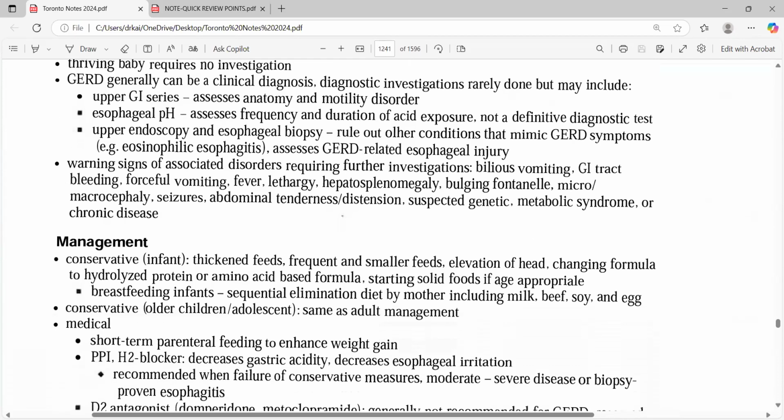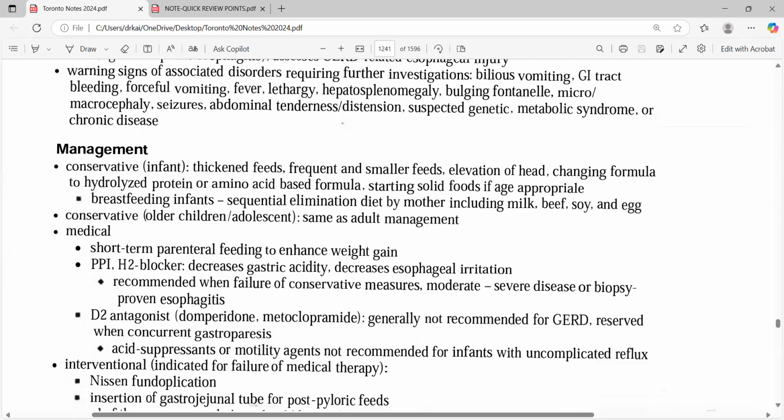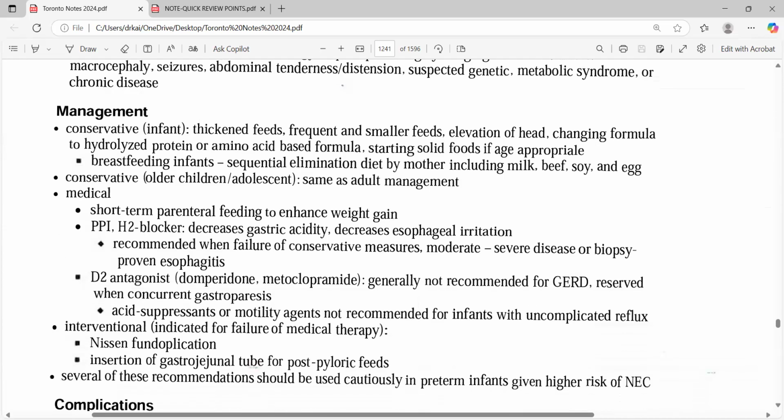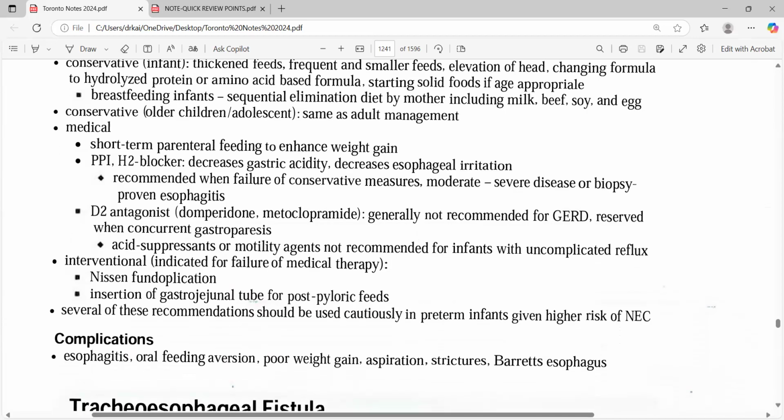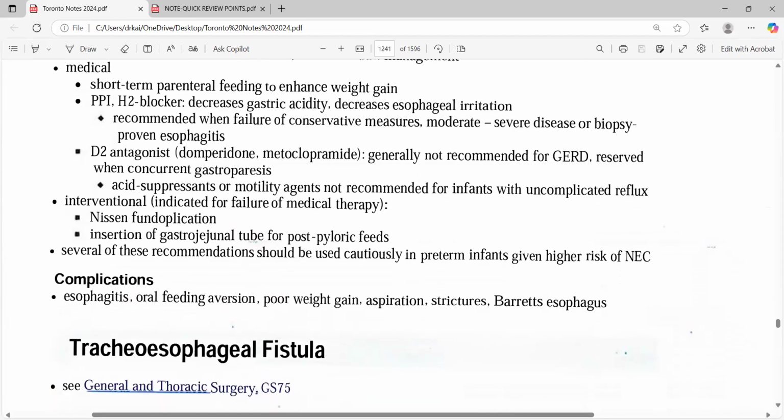Usually for the infants, we go for conservative treatment, mainly changing the formulas. For the older child, we go for conservative treatment, where we start PPIs. Short-term parenteral feeding to enhance weight gain. PPI, H2 blockers, D2 agonist; surgical intervention is fundoplication. Then these should be used with caution.